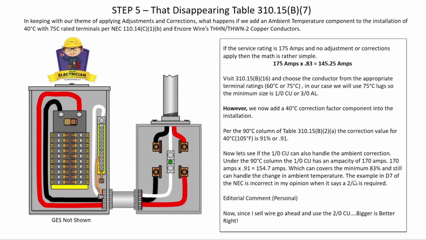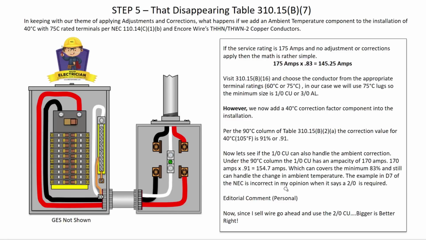Now, I will tell you this. If you go look at Example D7 in the NEC handbook, or in the code, I guess, you're going to see that it says 2/0. That is incorrect. It is supposed to be a 1/0. And this is the reason. Trust me, this will get changed. I have made NFPA aware of it. I have made Code Panel 6 aware of it. It will get changed.